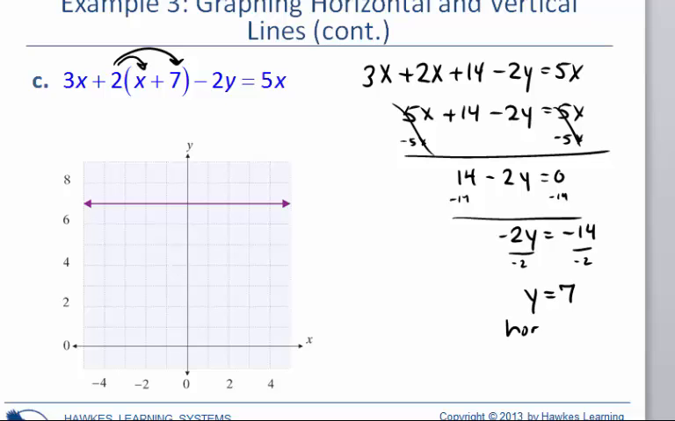Remember that if it only has a y, it is a horizontal line. And so you can see that here is the 7 on the y-axis, and we're drawing a horizontal line here.